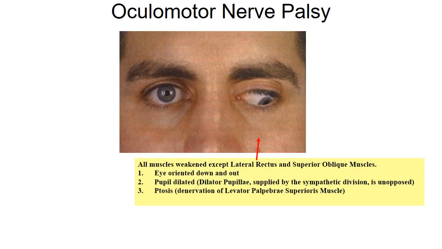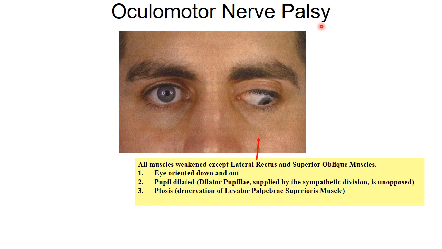Let's talk about other palsies. So what happens when we have oculomotor nerve palsy? So cranial nerve 3 has been damaged. What's going to happen? Well, we think about all the muscles that it supplies. Actually, it's easier to think about the muscles that it doesn't supply. Oculomotor nerve supplies every single muscle that moves the eye except for two, the lateral rectus and the superior oblique. Okay, both muscles are abductors.